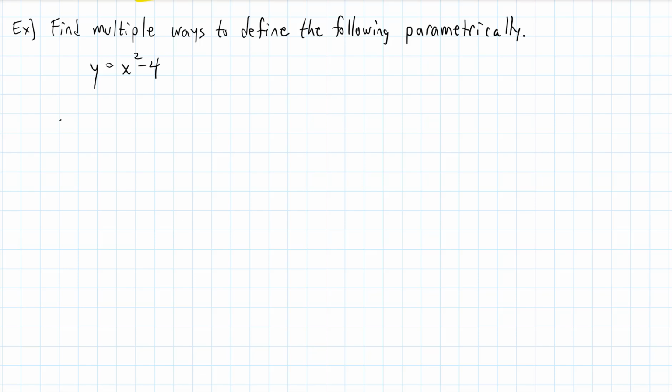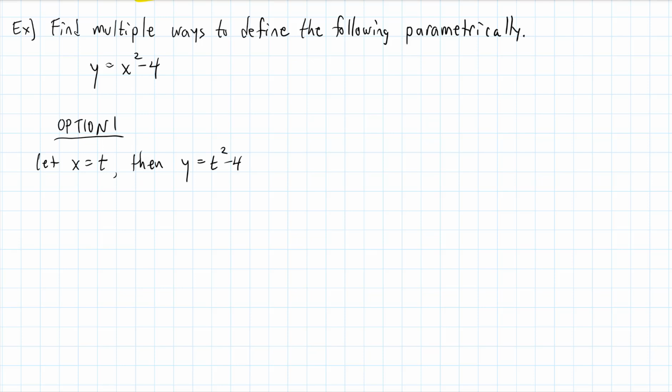So option 1 is I could do it about arguably the easiest way possible. I could just let x be t. Then y would be t squared minus 4. So if x is t, then y would be t squared minus 4. Now let's see if this makes sense before we use the graphing calculator to verify whether this works or not. But let's think about it first.